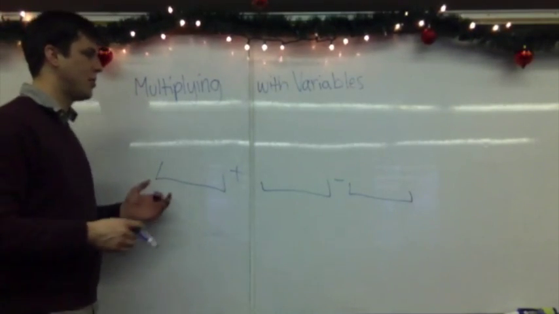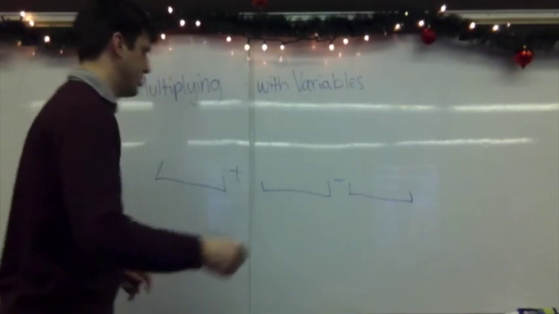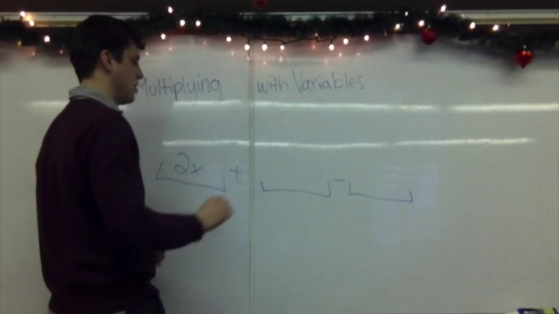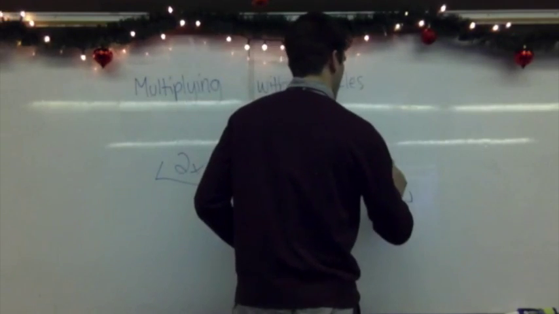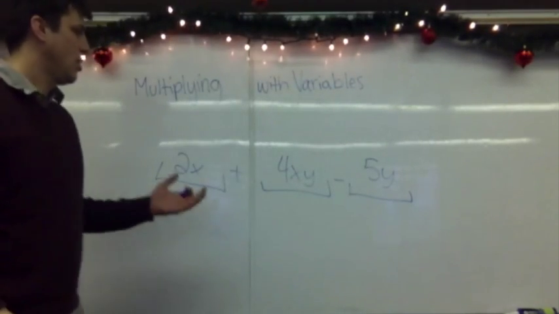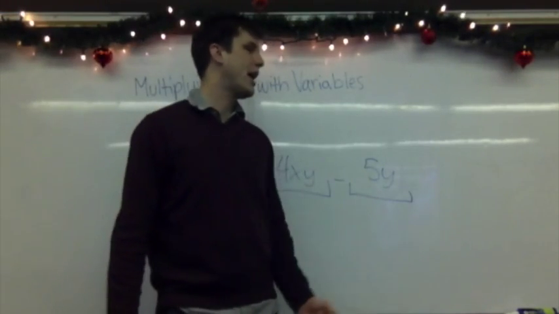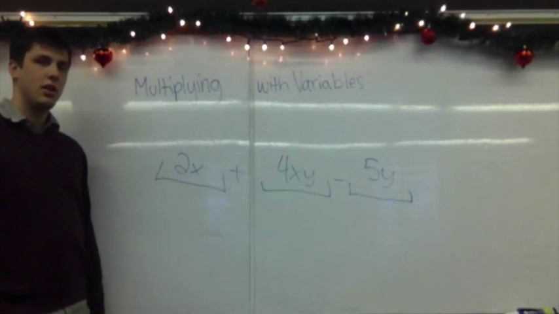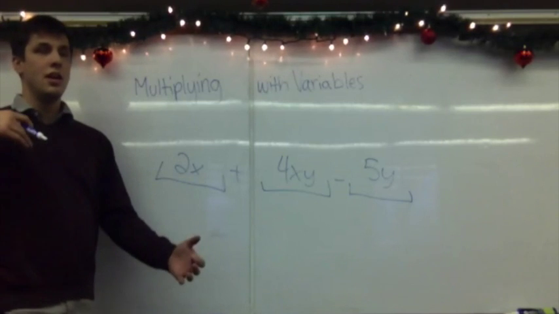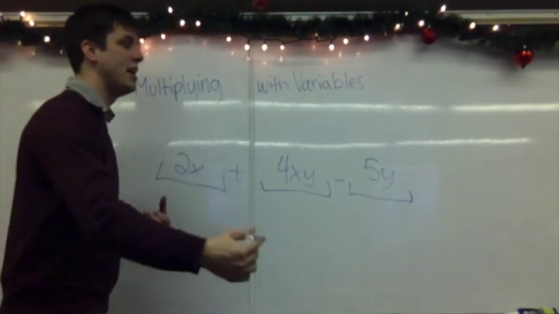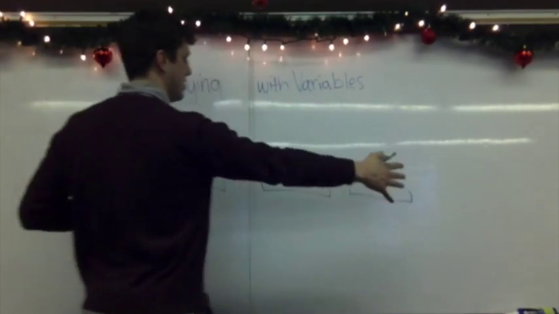And so here's an example of a mathematical statement with three terms: 2x, 4xy, and 5y. These are all examples of mathematical terms: 2x, 4xy, 5y, and so this is to help you differentiate between how I'm going to be using the word term and how I'll be using the word mathematical sentence. So these are terms, this is the sentence.